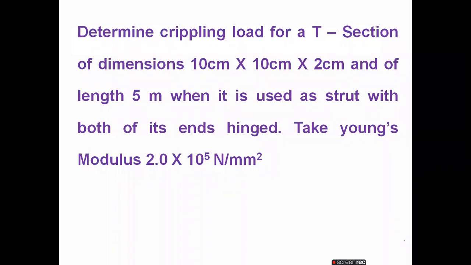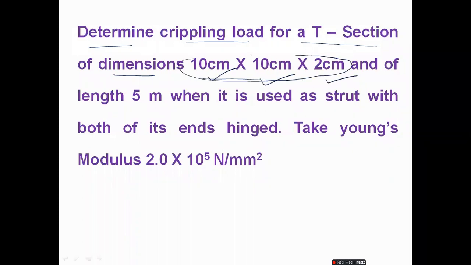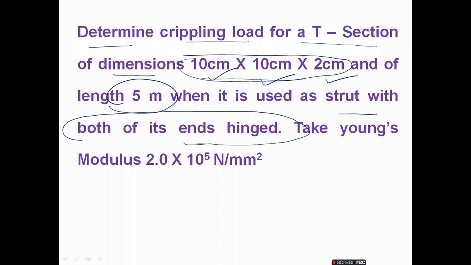The question is: determine the crippling load for a T section of dimension 10 centimeter, 10 centimeter and 2 centimeter. This is the dimension, and the length is 5 meters, when it is used as a strut with both ends hinged. Whatever the condition of the strut or column may be, here it is hinged. And take Young's modulus as 2 into 10 to the power of 5 Newton per mm square.